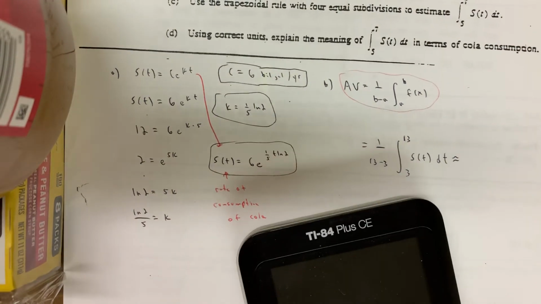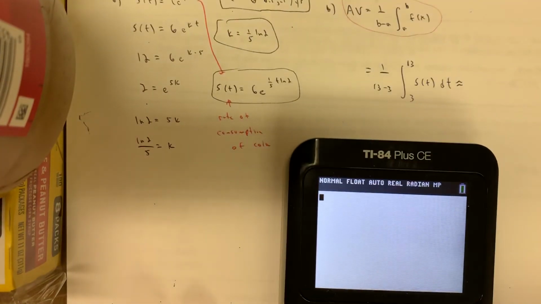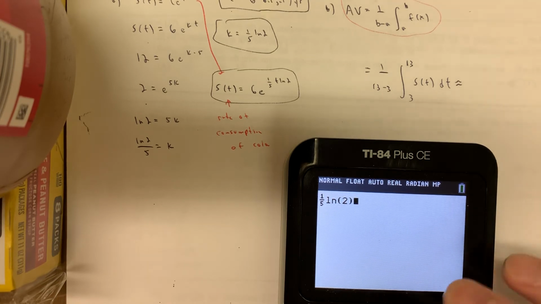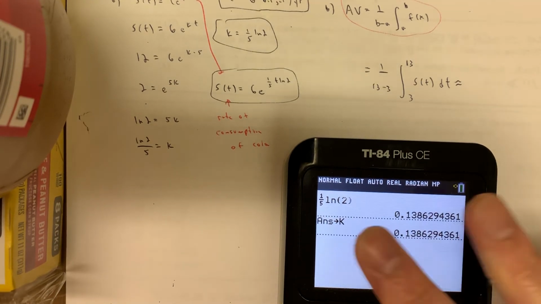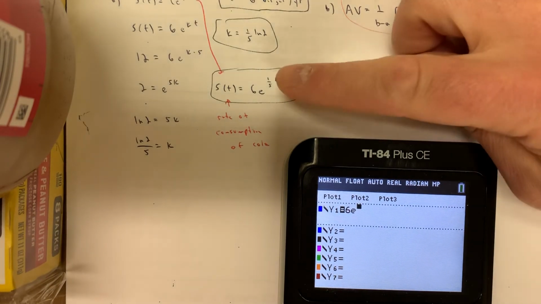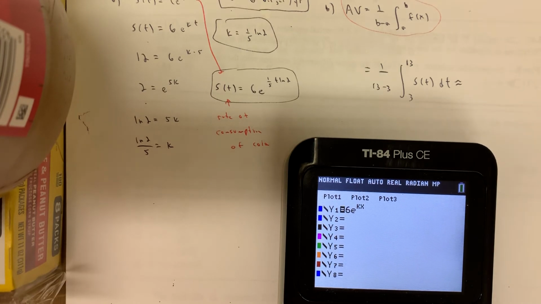Definitely a calculator situation to get this answer. We'll do a couple different things. I'll put my k in. What was that? 1/5 ln 2. Okay, I'll store that in for k. Now when I go to y equals, I'll put in S, so 6, and then e to the kt, instead of having to write out that whole nasty thing. Obviously, we're not using t in the calculator, we're using x.